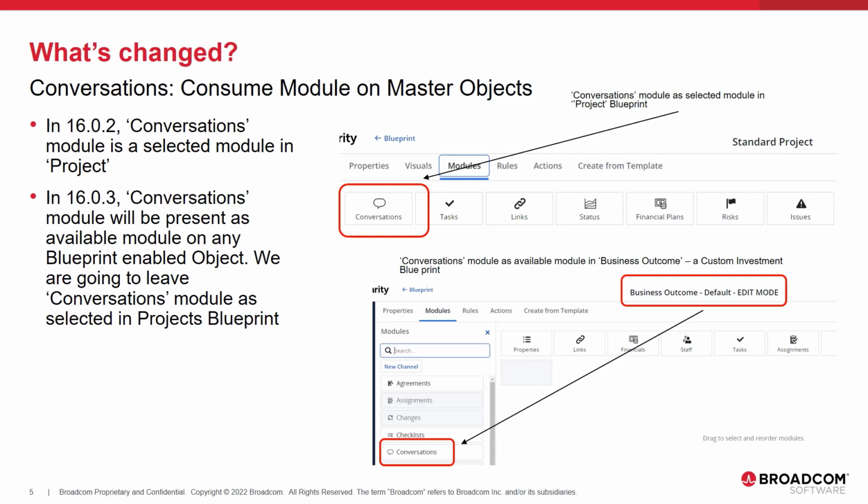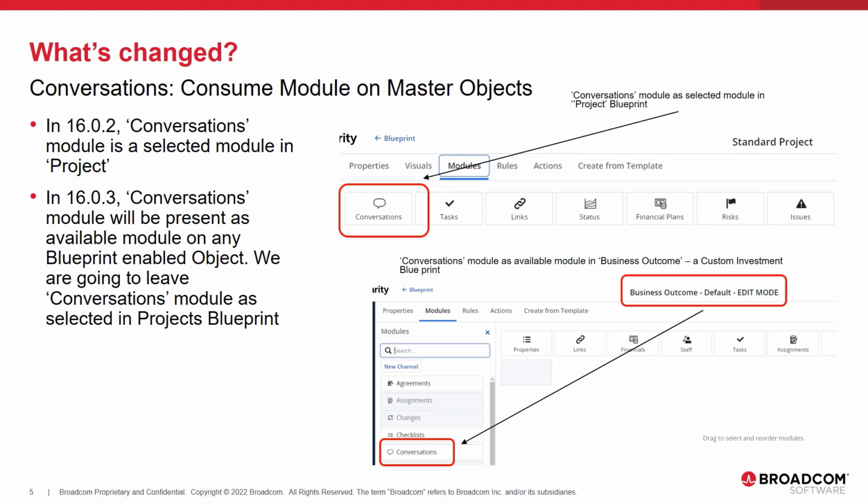In 16.0.2, Conversations module is a selected module in project. In 16.0.3, Conversations module will be present as available module on any Blueprint enabled object. This module is available in the following blueprints, namely project, idea, custom master objects, custom investments, roadmap, investment hierarchy, and agreement. Conversations can be configured as a module through Blueprint.